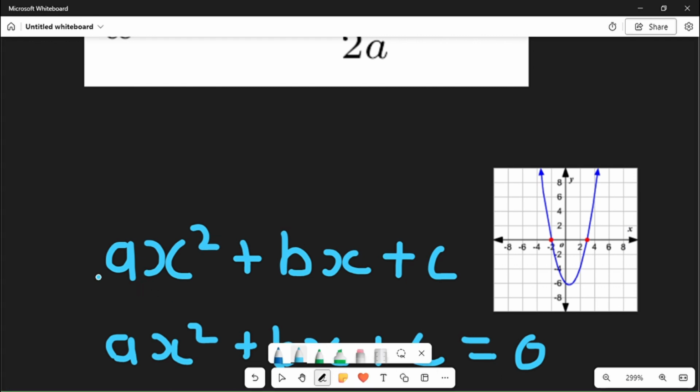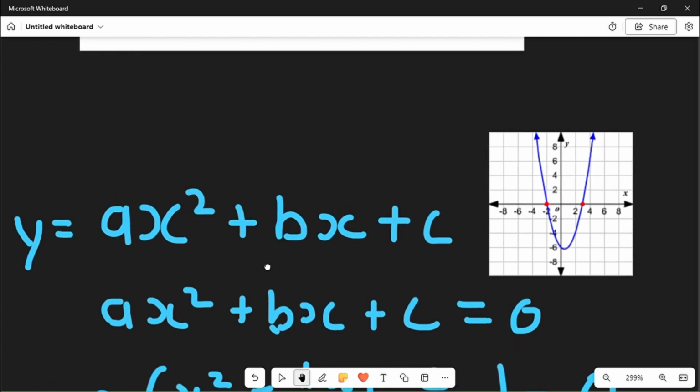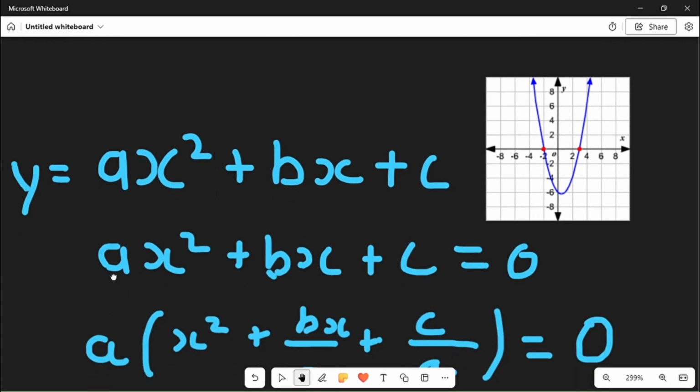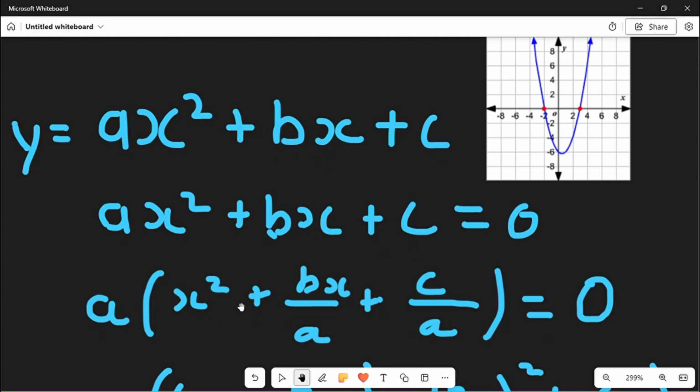So normally, a polynomial will look something like this: y equals ax squared plus bx plus c. To find the x-intercept, we let y equal 0. Now from this point onwards, we take out a as a factor. So factoring out the a, we get x squared plus bx on a plus c on a, all in brackets, multiplied by a.